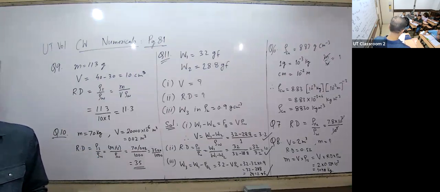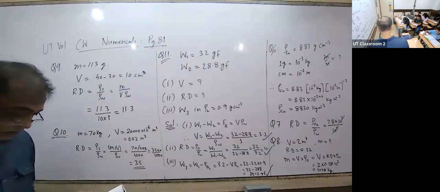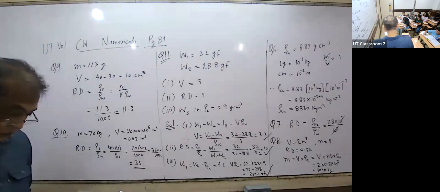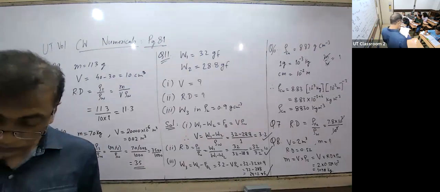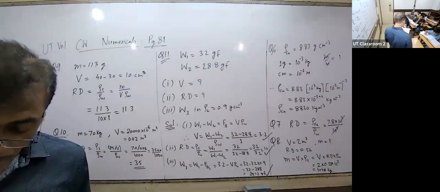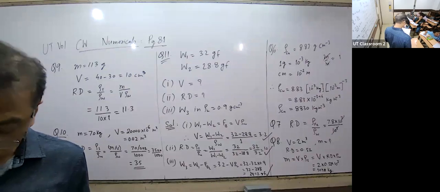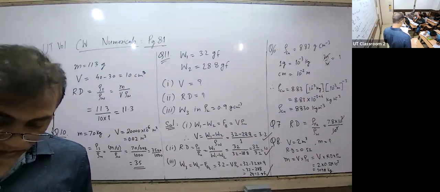Arnav: a solid weighs 1.5 kg in air and 0.9 kg in a liquid of density 12 into 10 raised to 3. This is a mistake, correct the question: 12 into 10 raised to 3 kg per meter cube. It's a typing error. Now do it.